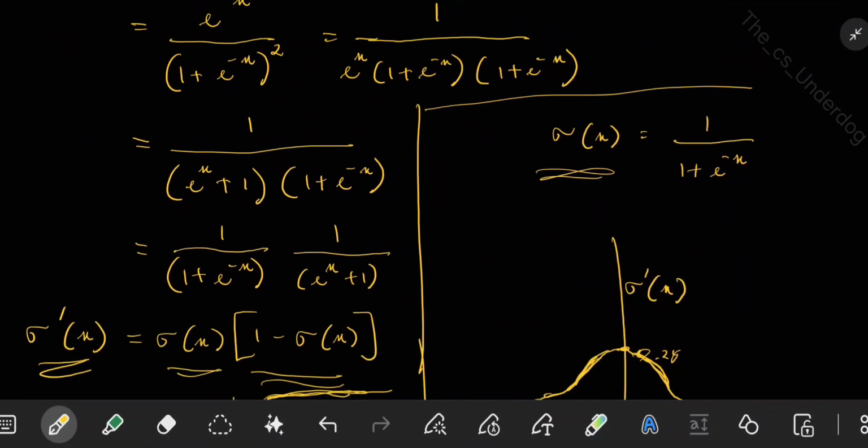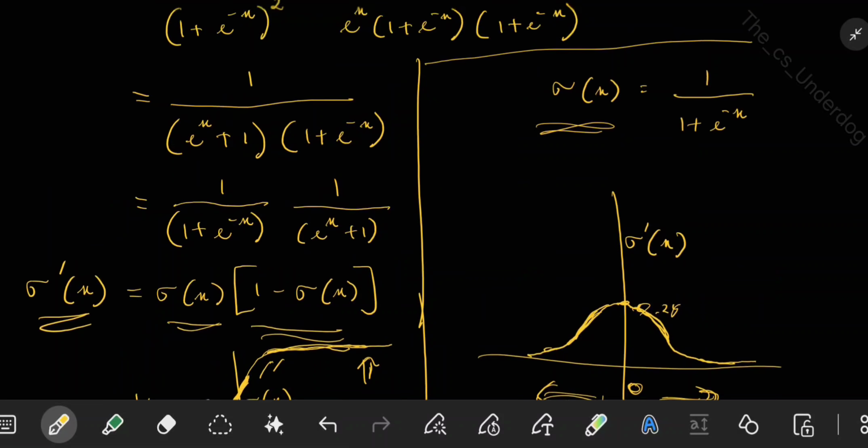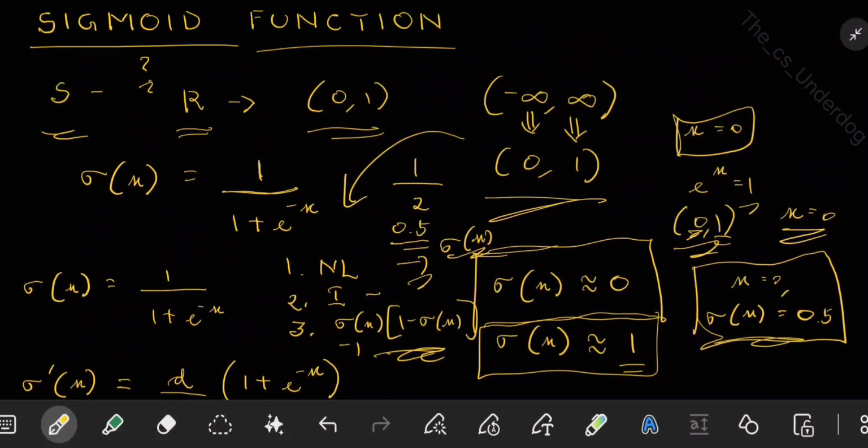Plus you have to keep in mind the characteristics: the maximum slope is when x equals 0. Then as you go towards either side, the slope diminishes, the derivative diminishes. That is what you can see here. Whether it is a positive or negative quality, that we'll discuss in the coming lectures. For now, just understand that slope decreases as you go to either side. Whenever it takes a larger value, be it positive or negative, slope decreases in the case of the sigmoid function.